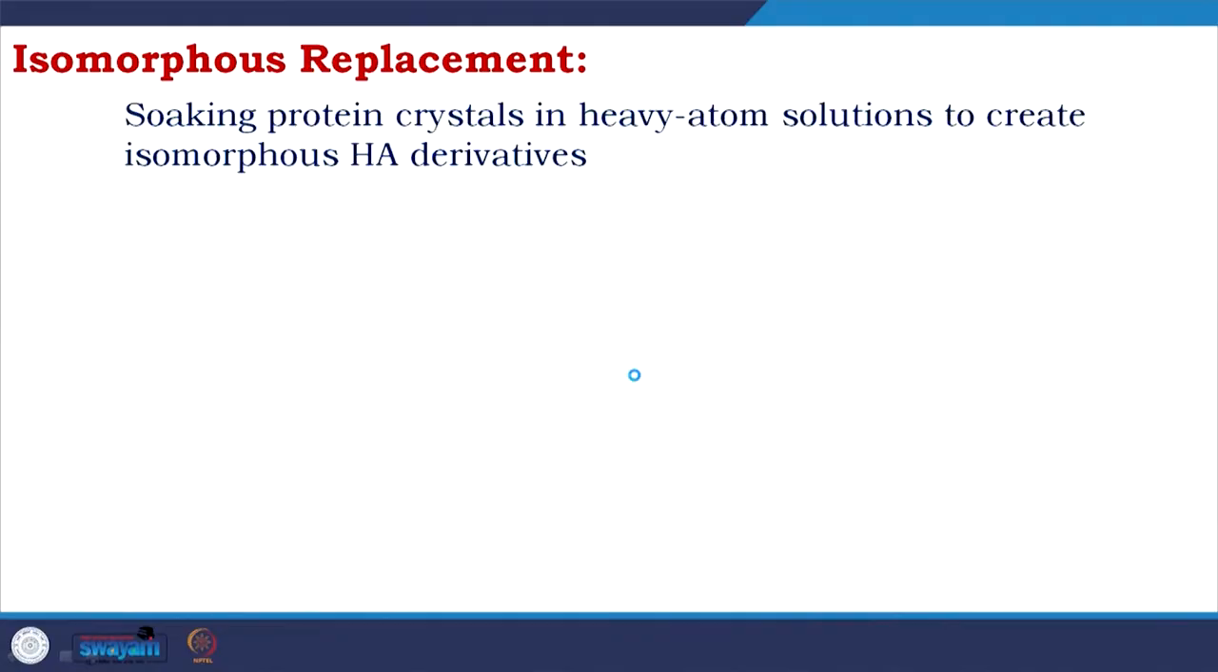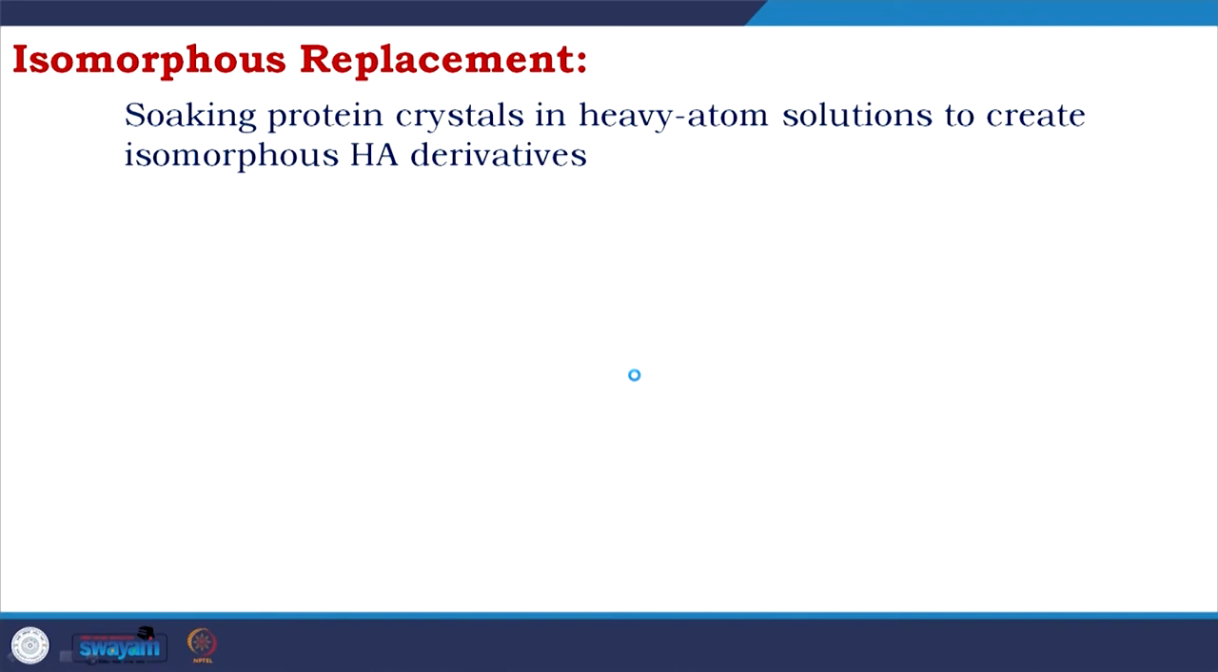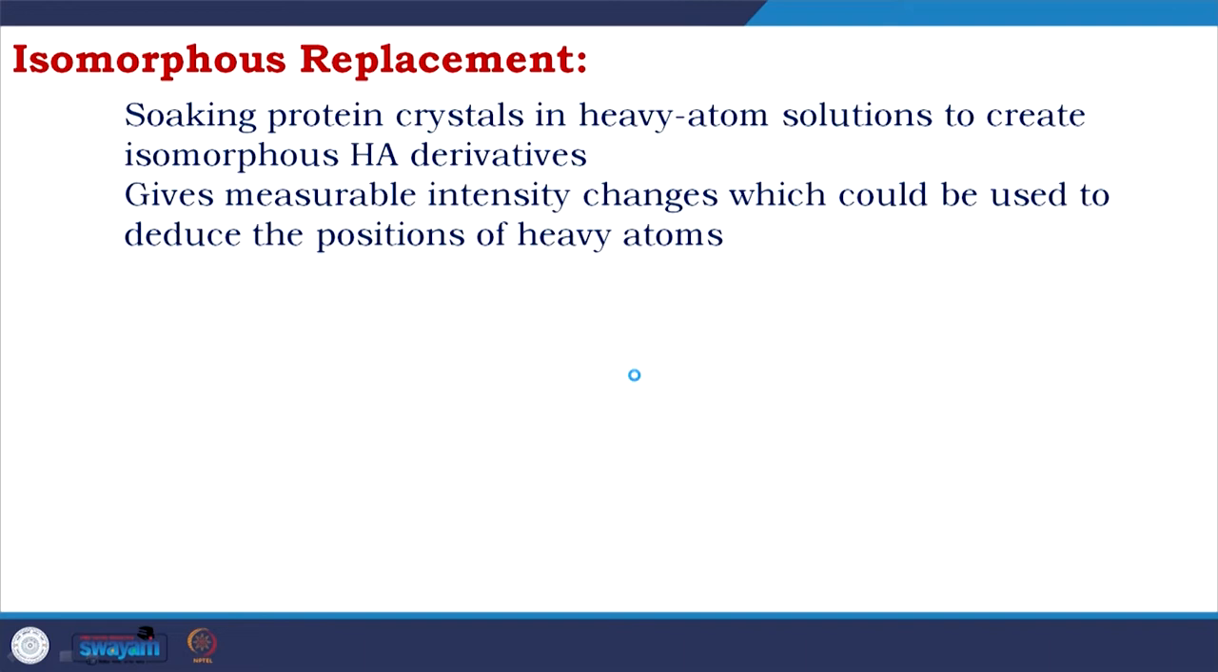We talked about isomorphous replacement. So, what we do here, we do the soaking of protein crystals. I talked about it, we do either soaking where we have a metal solution and we put the crystal there, or we do co-crystallization where at the time of crystallization, remember we talked in detail about crystallization, we add precipitants and all, we add the metal also. So, soaking protein crystal in heavy atom solution to create isomorphous heavy atom derivatives gives measurable intensity changes which could be used to deduce the position of the heavy atoms.